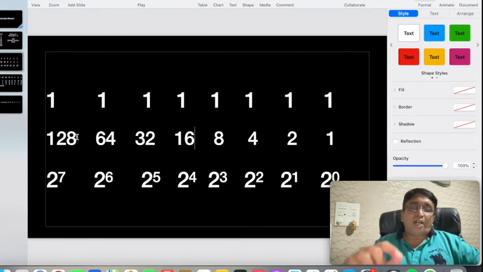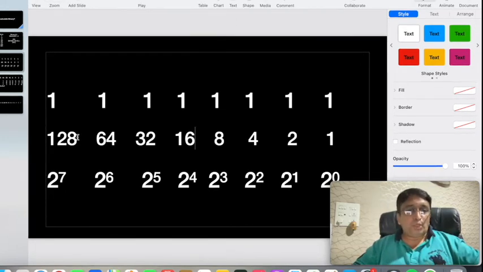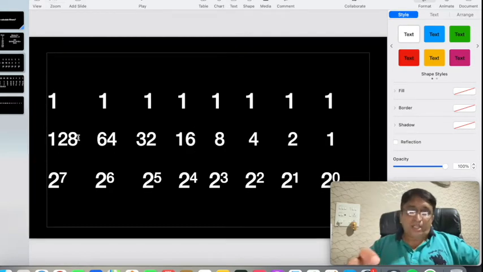That is, what are the values of respective positions in binary. Currently I am considering 8 bits because normally when we talk about computers, any character or number in a computer is represented with a group of 8 bits. We call it a byte. So the values of the bits within a byte are given over here.